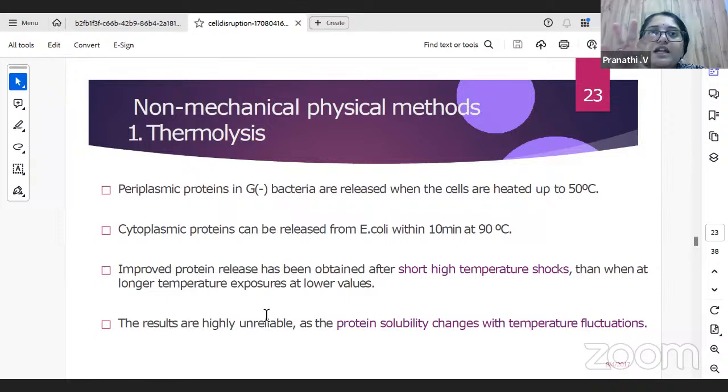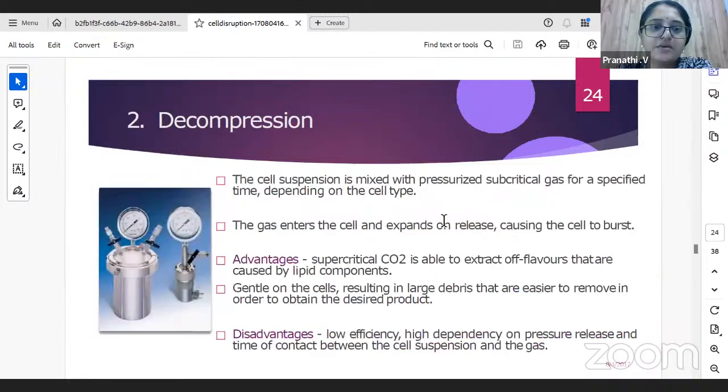And then heat shock. You give maximum heat for a little while, because of which a greater amount of protein is going to be released. When you do it for a longer time at a lower temperature, you're not going to get a good amount of protein product released. So this has to be taken into consideration. The results are going to be unreliable, because if there is a temperature fluctuation, your protein solubility is going to change. So it's not exactly a very feasible method.